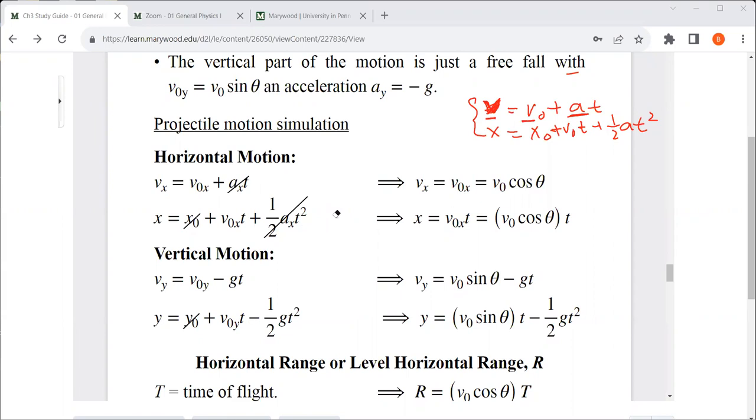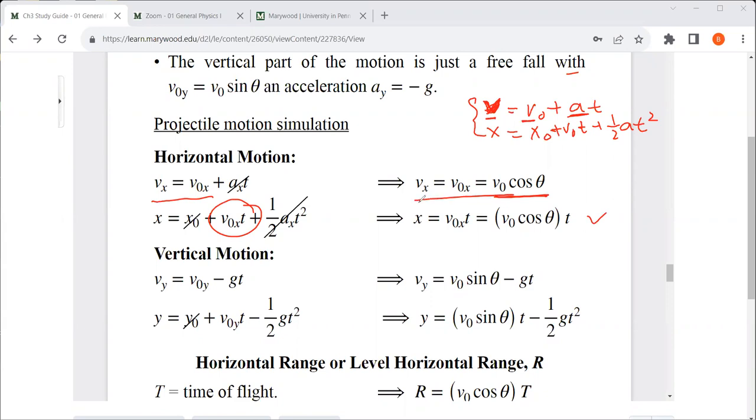So you see that the final equation is vx equals v0x, and v0x is v0 cosine theta, as I already mentioned. So vx equals v0x, and x equals v0x t, so the only remaining term is this one, and v0x equals v0 cosine theta. So the equation is something like this.